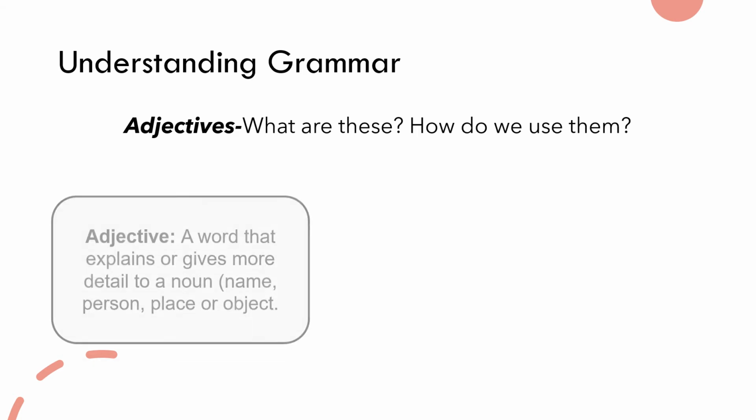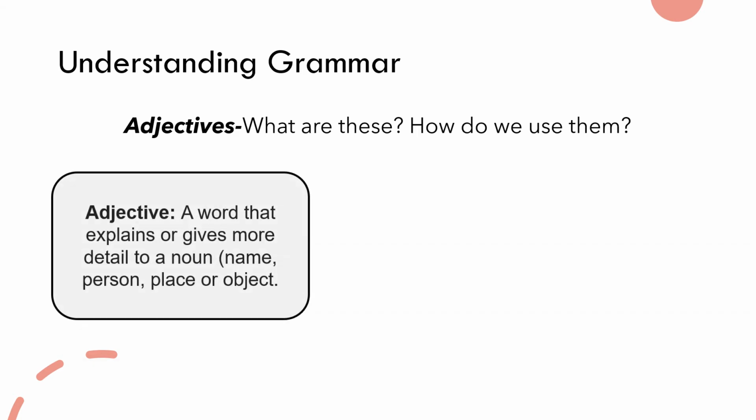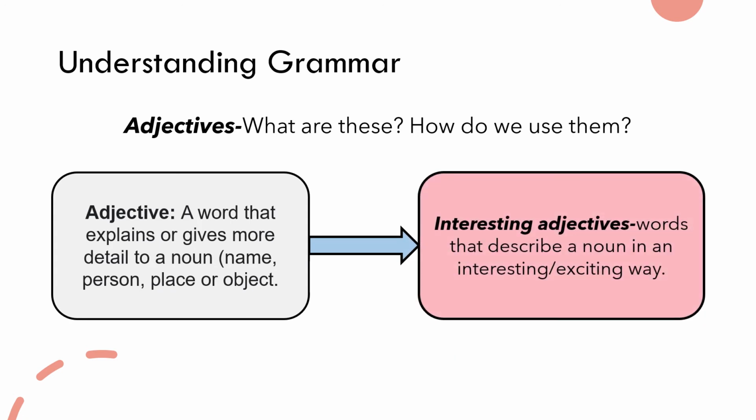So the definition for an adjective is a word that explains or gives more detail to a noun. And again, a noun is a name, person, place, or an object. In order to make our writing effective, what we need to include are interesting adjectives. So these are words that describe a noun in an interesting or an exciting way.